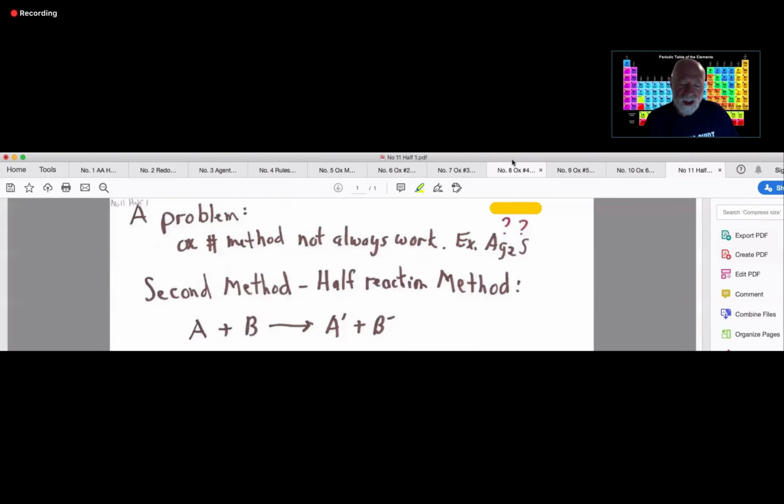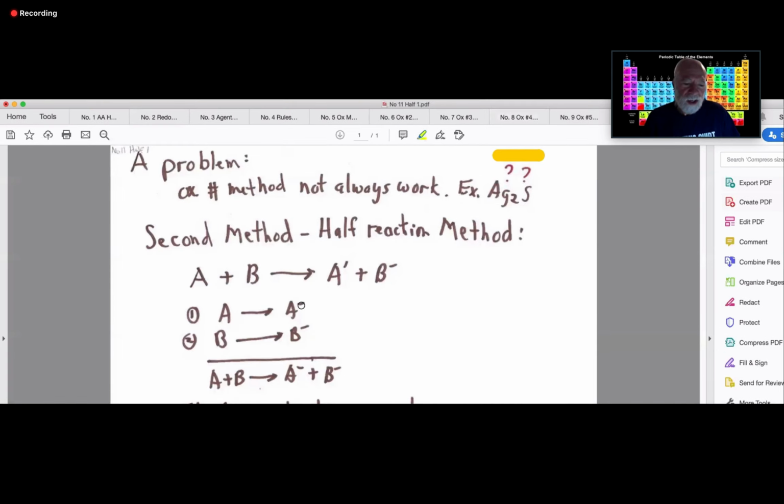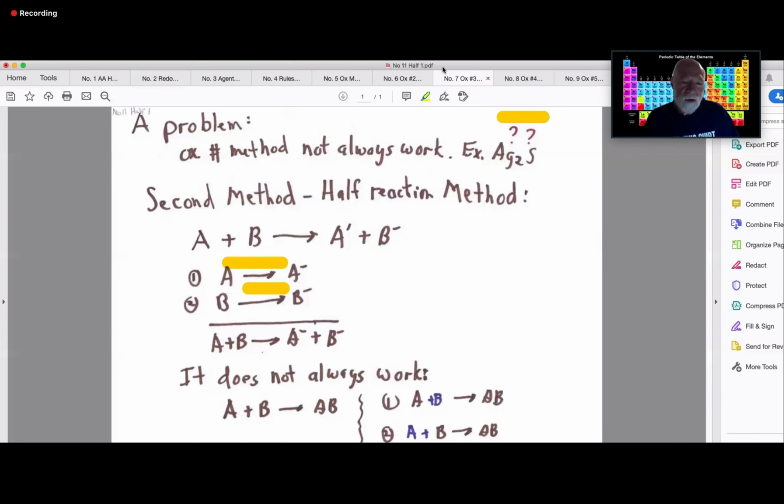I'm going to teach you a second method. The second method is called the half reaction method. Here's the overview. Let's say here's the overall reaction: A plus B gives you A minus and B minus. This method says you're going to break it up into two halves. So A goes to A minus, and then B goes to B minus. With this method, you break it up into two halves, you balance the two halves separately, and then you stick them together at the end.